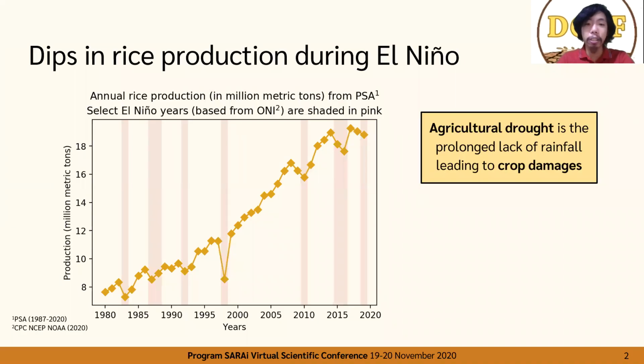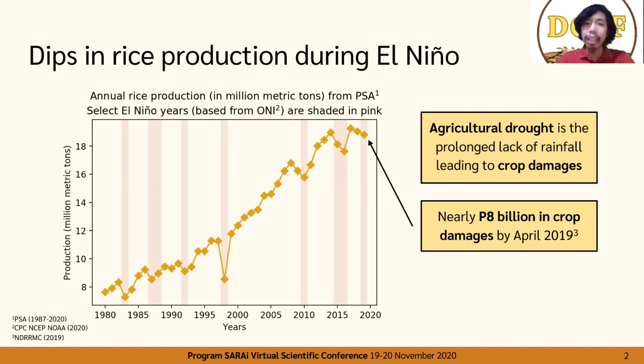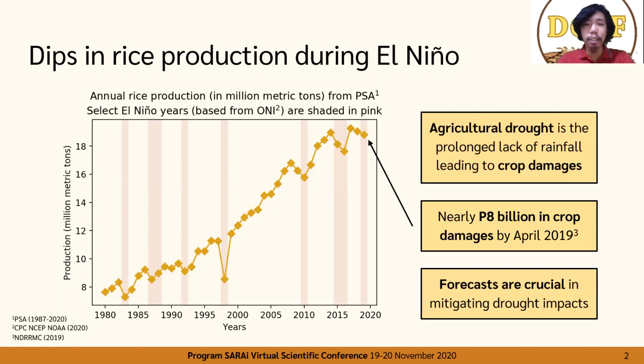Drought occurs in the country every few years, typically when there is an ongoing El Nino, here shown as dips in rice production. From late 2018 up to mid-2019, there was a prolonged weak El Nino, which resulted in nearly 8 billion pesos in crop damages by April 2019. It is thus crucial that we are able to forecast drought, especially during El Nino years, so that we can be proactive in mitigating the impacts on the agricultural sector.